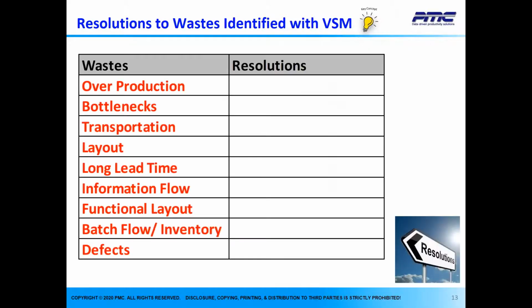So some of the resolutions to waste identified with VSM. Now we're going to look at some of these common wastes. Overproduction: one of the best ways to resolve that is a pull or Kanban system. It's not part of this webinar, but the pull or Kanban system is very commonly used to manage the customer demand requirements. The bottleneck: the best way to eliminate a bottleneck would be line balancing.